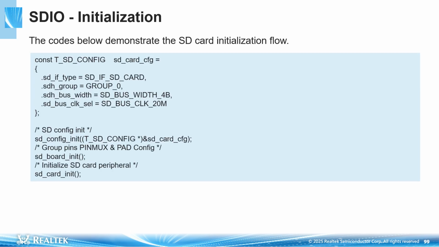Next, we will introduce the SDIO initialization process. First, call the function sdconfig_init to configure the SDIO parameters, then call the function sdboard_init to configure PAD and PINMUX, and finally call the function sdcard_init to initialize SDIO.